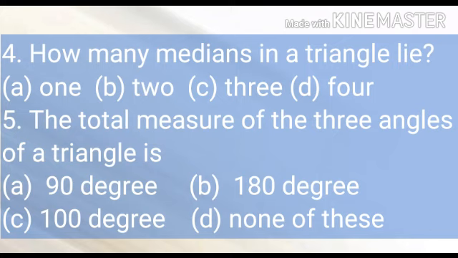Fourth, how many medians does a triangle have? A 1, B 2, C 3 and D 4. Fifth, the total measure of the three angles of a triangle is A 90 degrees, B 180 degrees, C 100 degrees, D none of these.